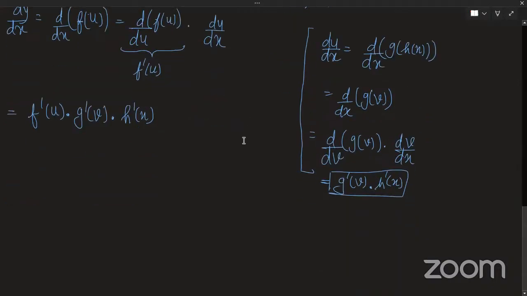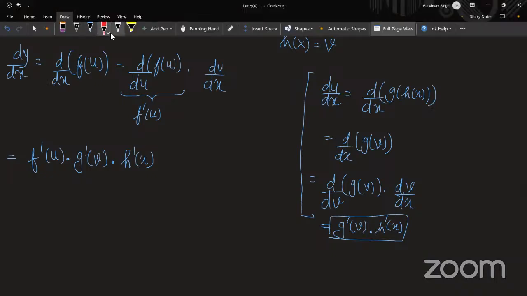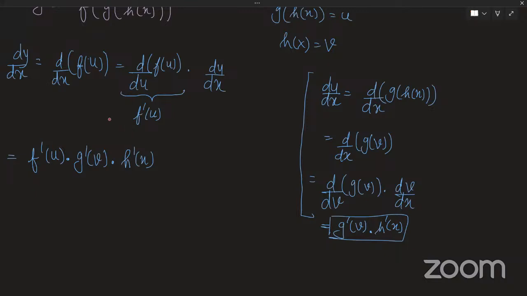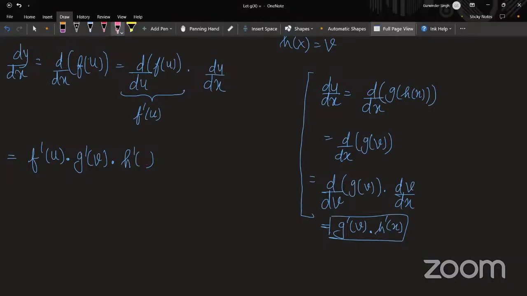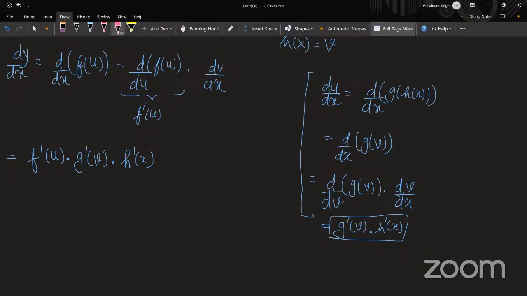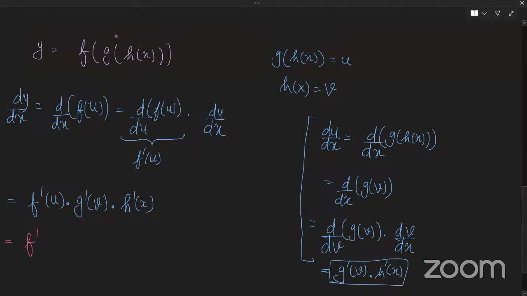Okay, fine. The final result that we get over here is f dash u into g dash v into h dash x. Can anyone help me substitute the values back and get the final answer? So it will be f dash of g of h of x, into g dash of h of x, into h dash x. This is my final answer.